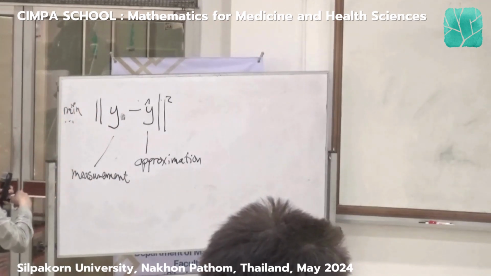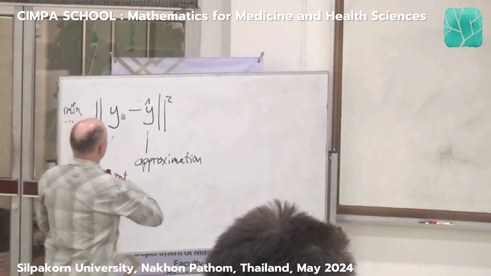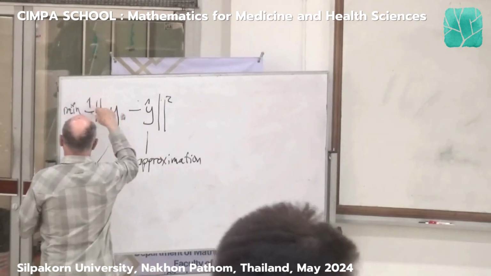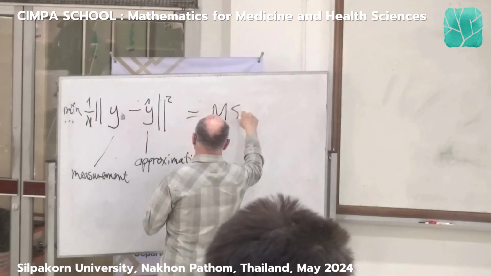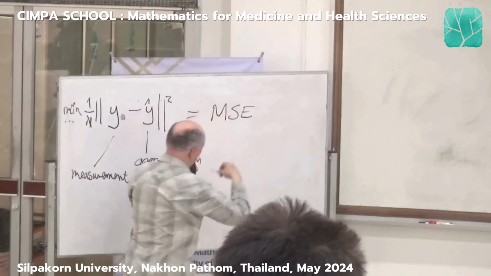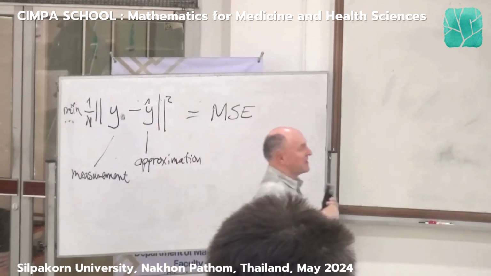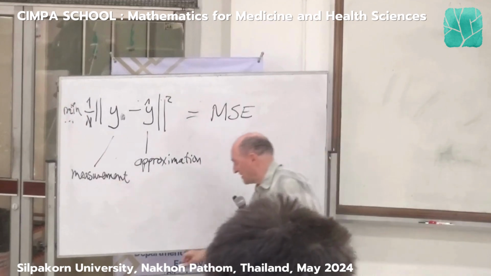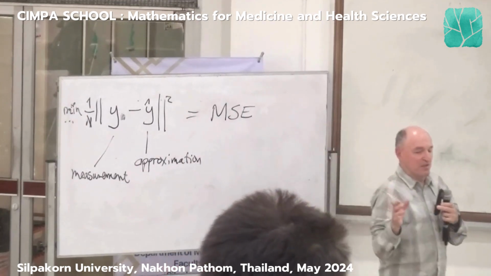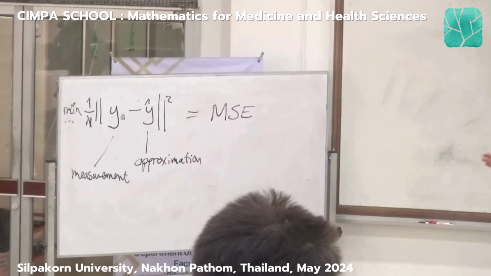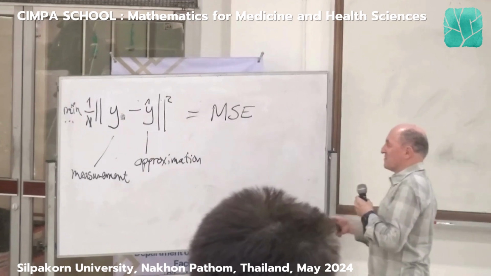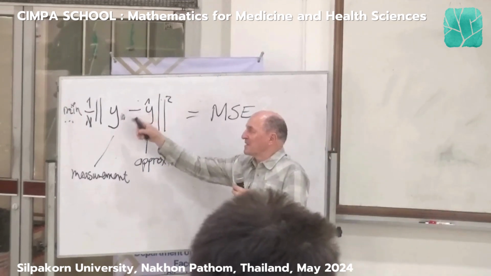Linear regression is just about minimization. So if I take 1 over n, that's what's called the mean square, which is one of the most common ways of measuring the precision or the performance of any machine learning or any approximation method. Very simple. Just take this norm.